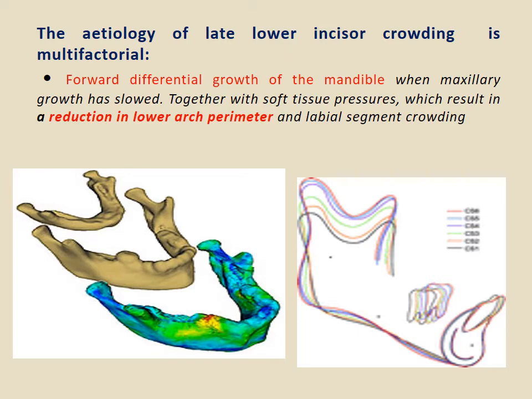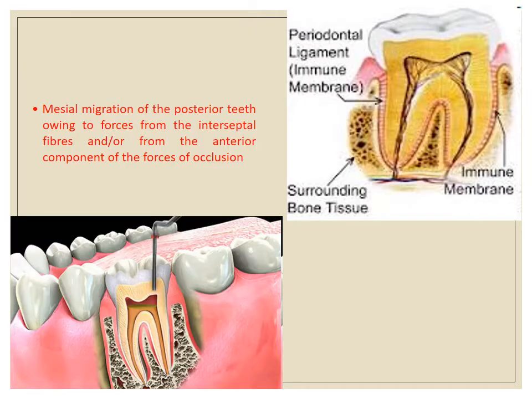The second theory, or the second cause, is the medial migration of the posterior teeth owing to forces from the interseptal fibers, or this medial migration may be from the anterior component of the forces of occlusion.